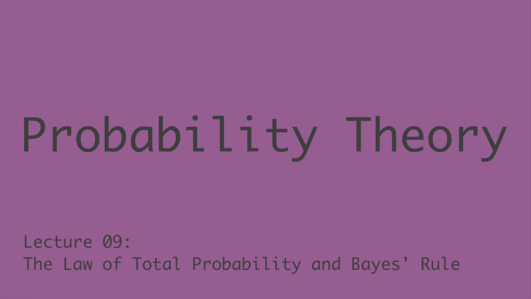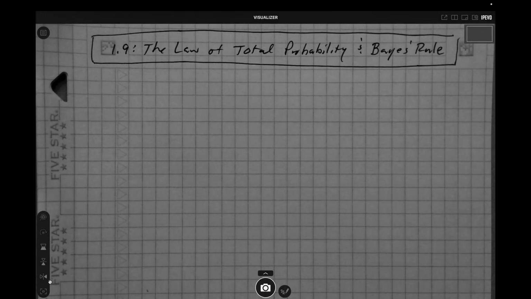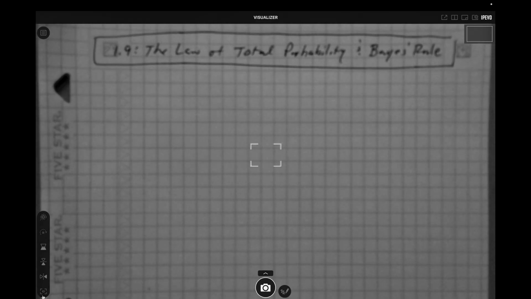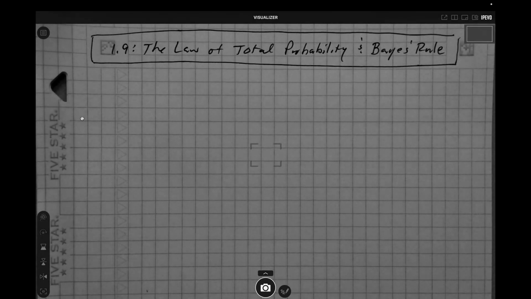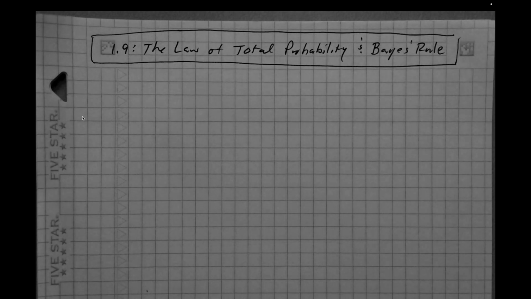And in this section, we're going to go through the law of total probability and Bayes' rule. So let's go ahead and jump into it. We'll call this section 1.9, the law of total probability and Bayes' rule. We'll start by setting up a couple of definitions that we need for the law of total probability. Then we'll state the law of total probability, and from that, it's a quick jump to Bayes' rule. And after we get through all three pieces, we'll do some examples.